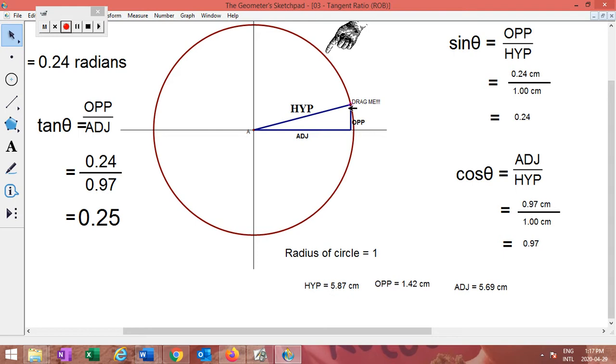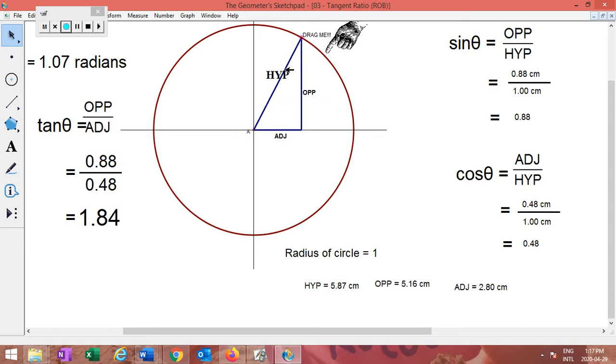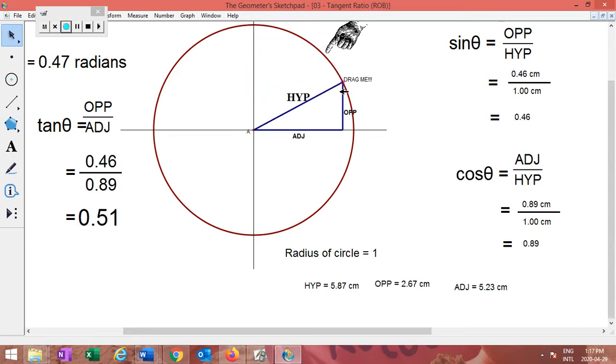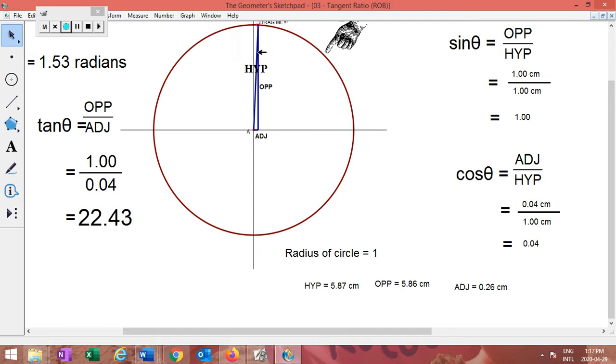The first thing I want you to notice is the opposite side. It's labeled OPP there. Look at the opposite side of the triangle as I go from 0 to 90. That opposite side starts off really low. When you have angle 0, the opposite side has length 0. And then as you go all the way up to pi over 2, 90 degrees, that opposite side becomes very long. It becomes about the same length as the hypotenuse.